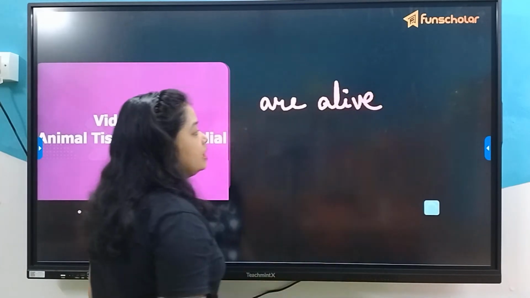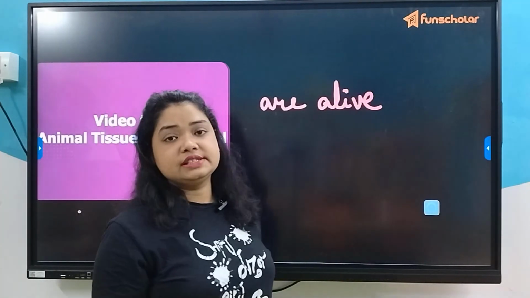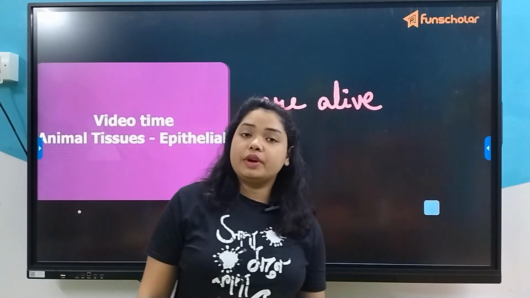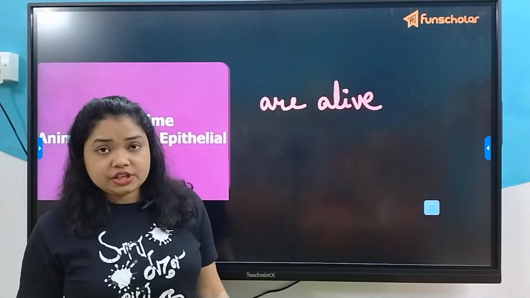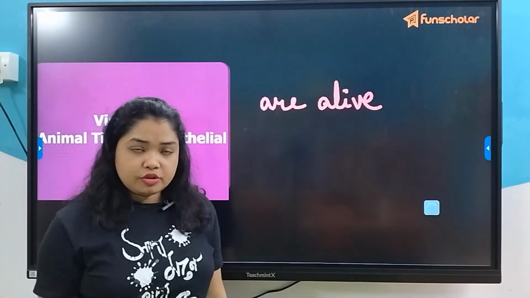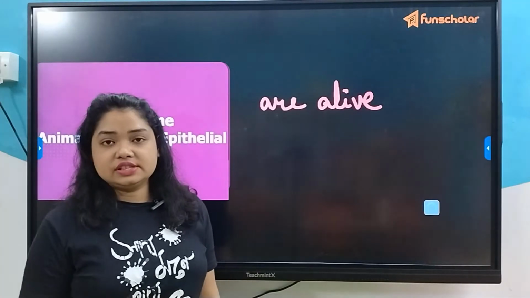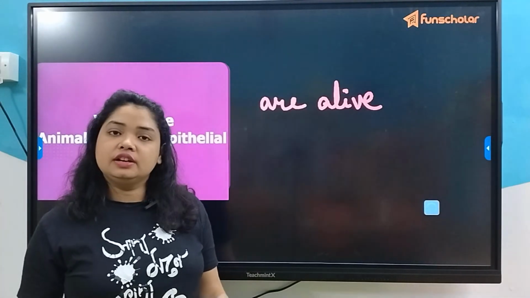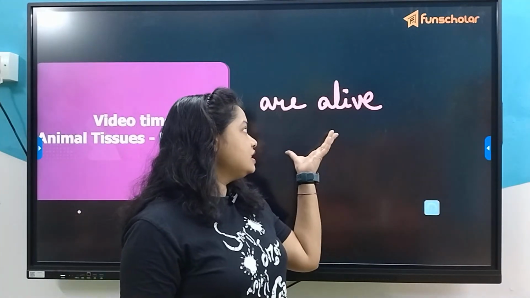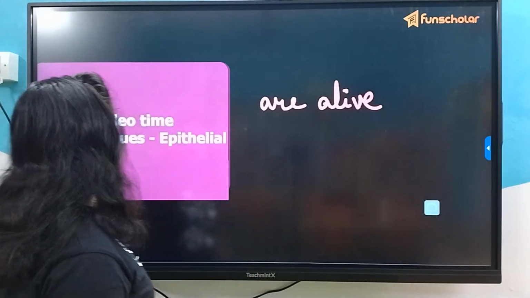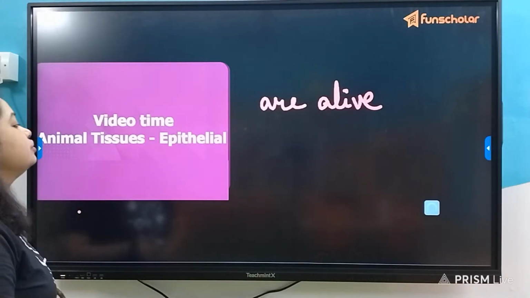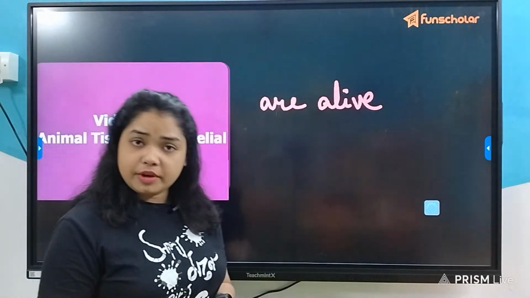Why? Because animals, including human beings, can locomote from one place to another. So they require lots of energy, and if the cells are not alive, the production of energy in all the cells will not suffice the energy requirement. So therefore, all the cells need to be alive. Then there are various categories of animal tissues that we'll now learn one by one.